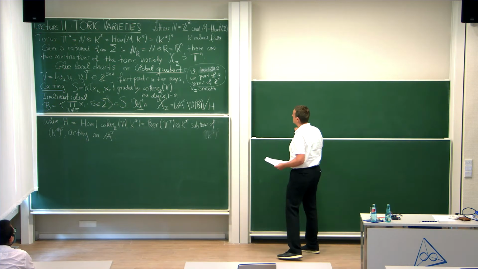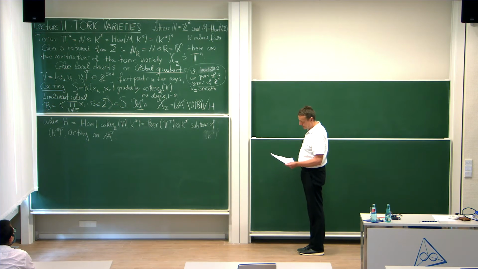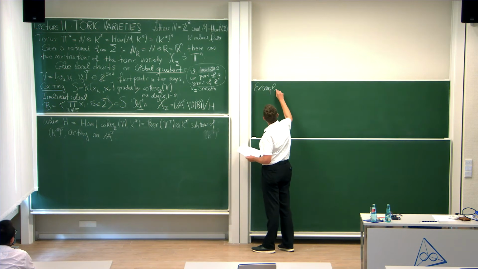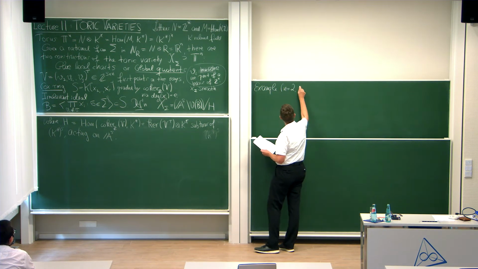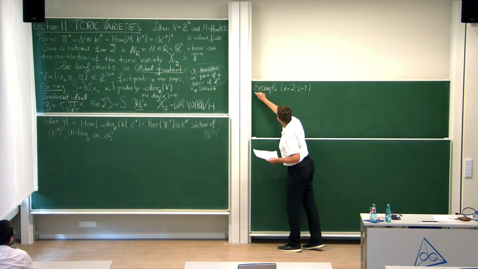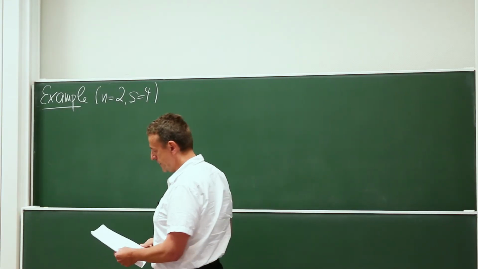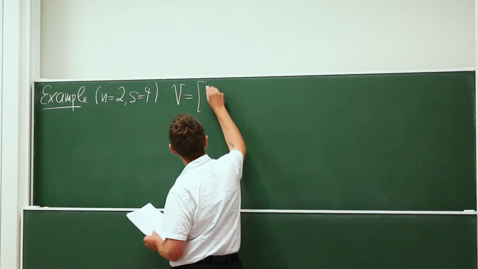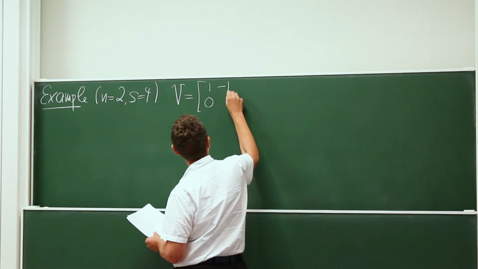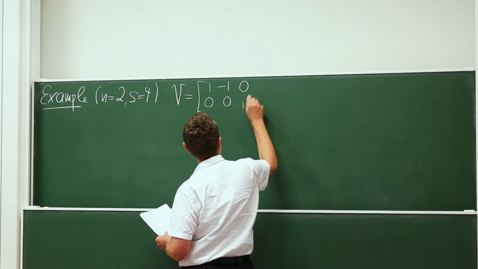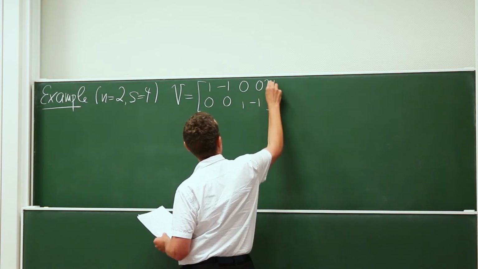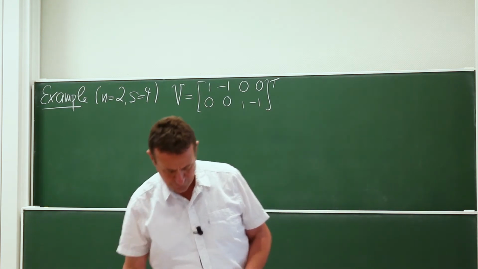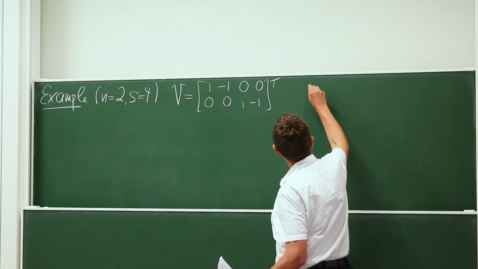Maybe I'll do the example here, then we don't eclipse the definition. So here's an example. In this example, n will be 2 and s will be 4. As I said, s is always bigger than n, typically. So let me tell you the fan. I'm going to give you V. V is the matrix 1, 0, minus 1, 0, 0, 1, 0, minus 1, I take the transpose, so that's a 4 by 2 matrix, and then the fan that I'm going to be interested in looks like this.